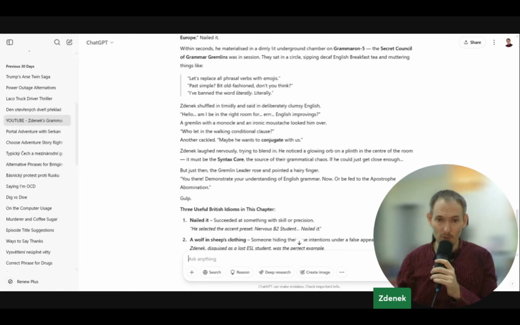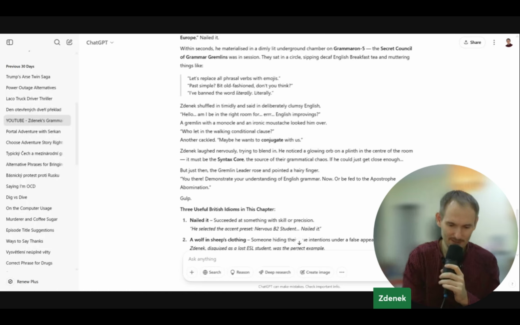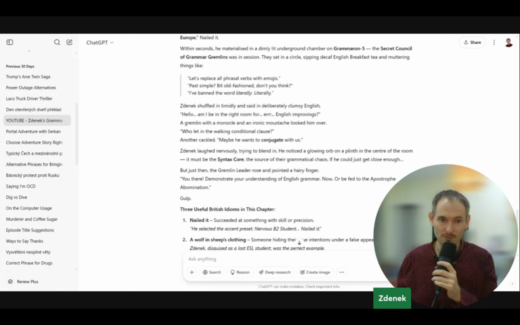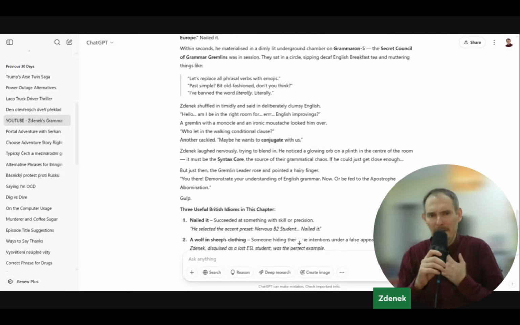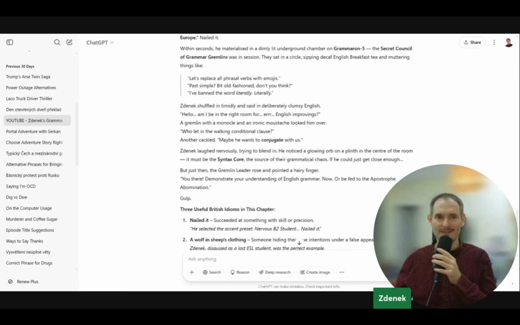Who let in the walking conditional clause? Okay, so that's interesting. Another cackled. Cackled. What does cackle mean? I believe it's just to laugh nervously, I think. No, it's not to laugh nervously. It means to make a loud sound of a chicken. But it also means to laugh. So it does mean to laugh, but more like something like that, right? Does that sound like a chicken? I hope it does.